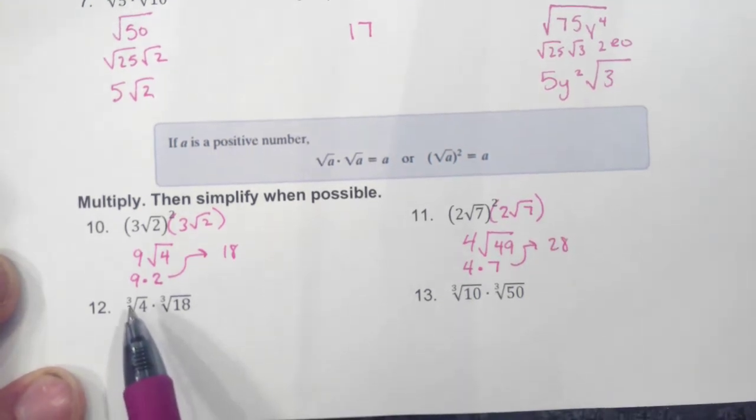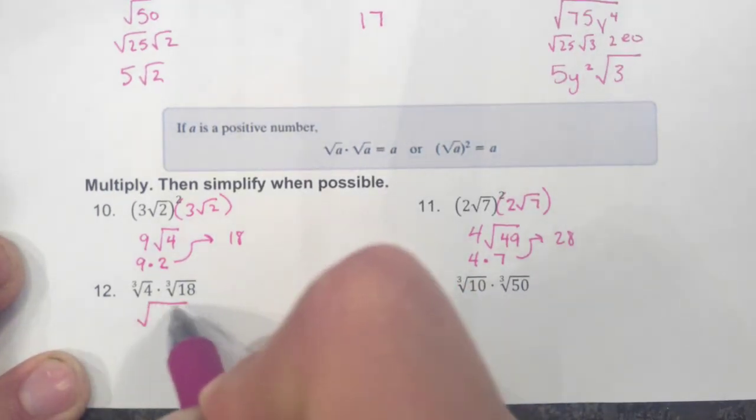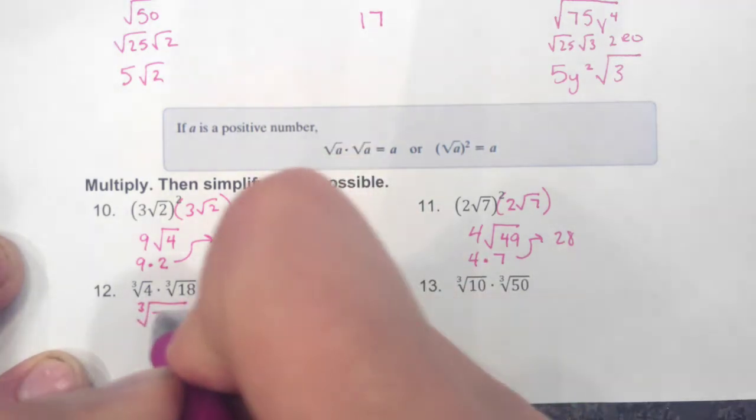Okay, number 12. This time we're doing cube roots. So still multiply corresponding parts. So we're going to have the cube root of what's 4 times 18. That would be 72.